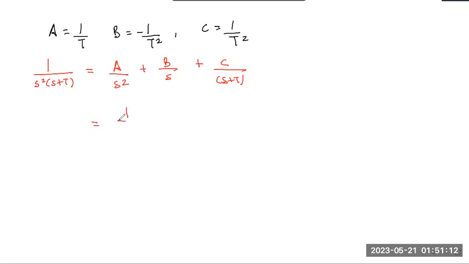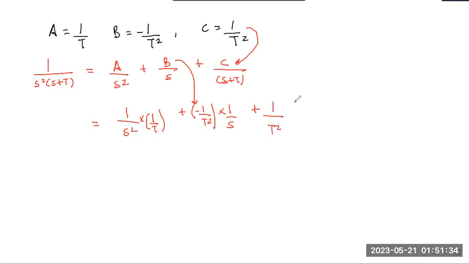In these terms, I'll be putting the values. First value is 1 by S square into 1 by T. Second value, for the B value, is minus 1 by T square into 1 by S. And for the third value, my C value is equal to 1 by T square, into 1 by S plus T.